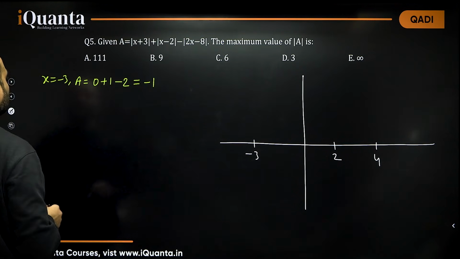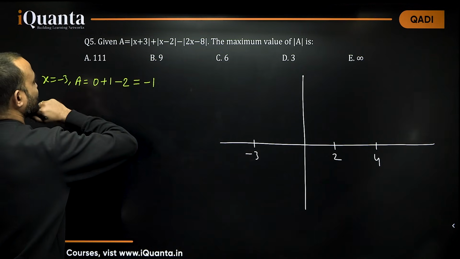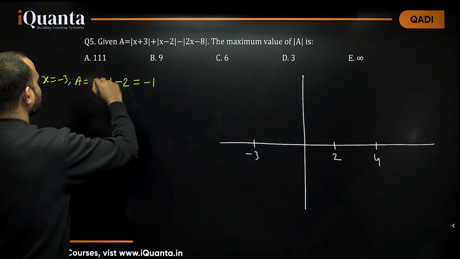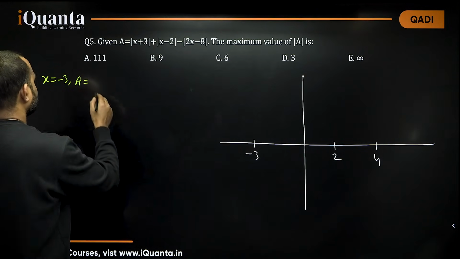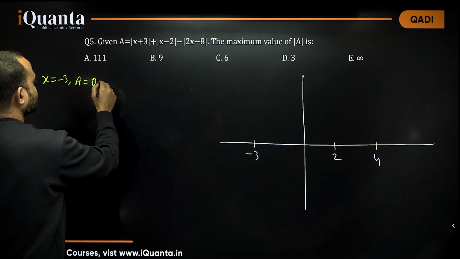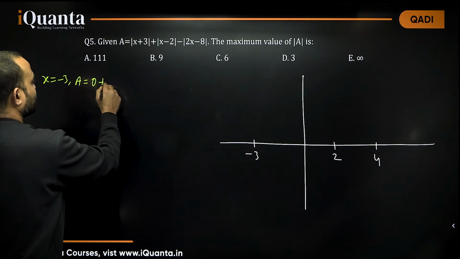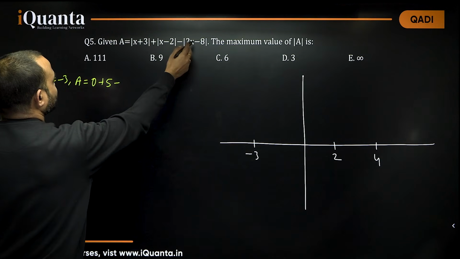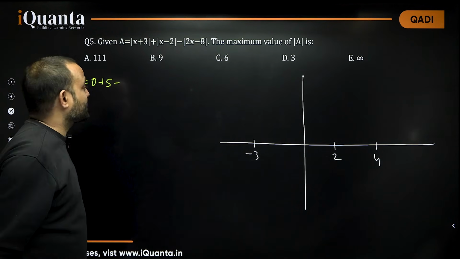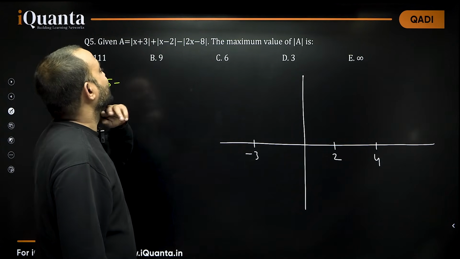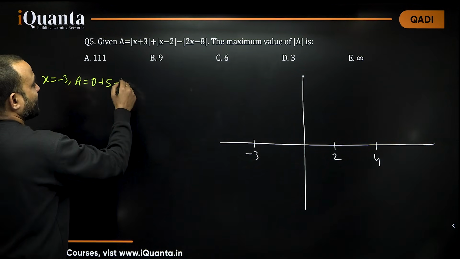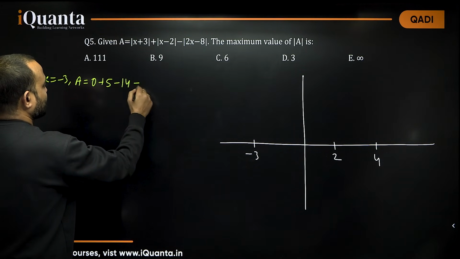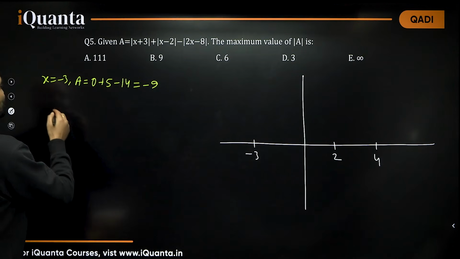Let me check the value again. If I put this -3, so this is 0, -3, this will become 5. -3 minus 2, so 0. Then this will become 5 minus -3, so -6, and then 8 minus 14, so this will become -14. I was completely off in this calculation at first.